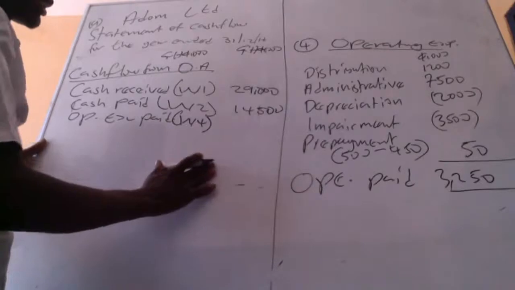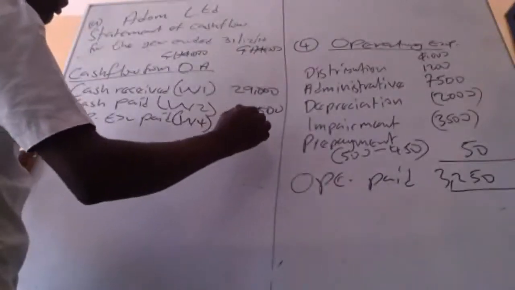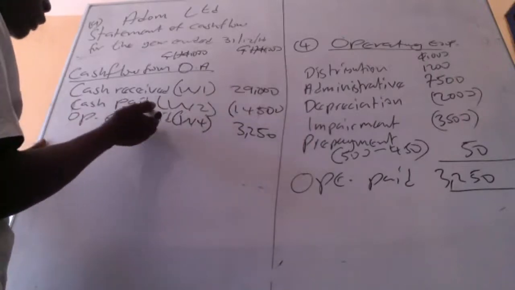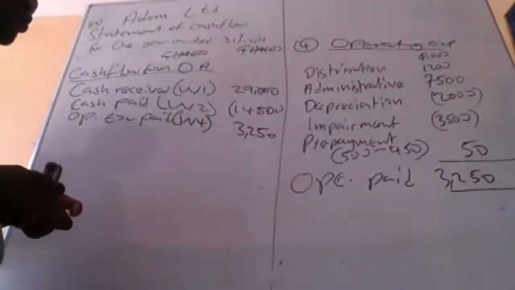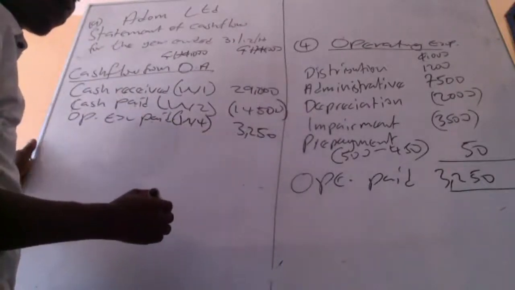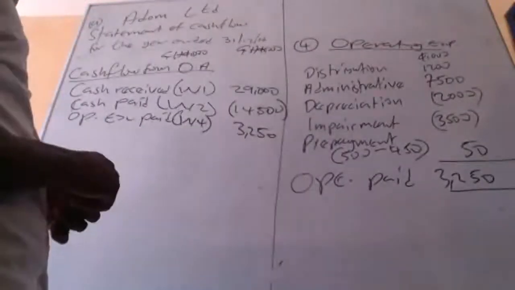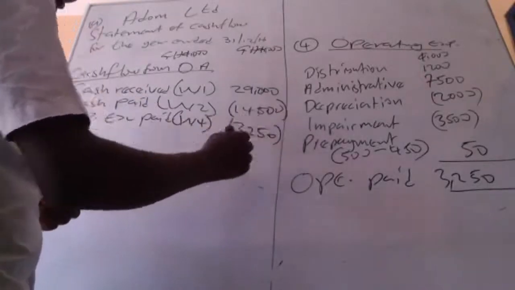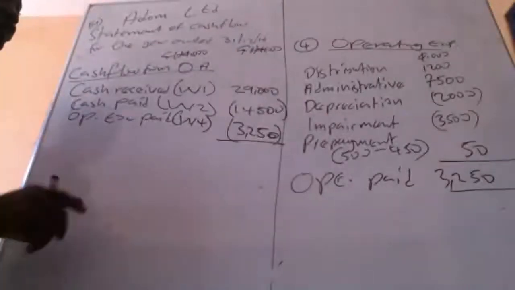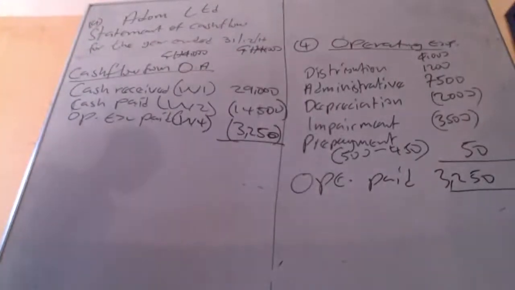So what do you get? We have 3,250. Good. Then you subtract this. All the paid should be subtracted. Outflow. All the paid should be subtracted, so put it in brackets. All the paid, put it in brackets. Nice one. So what's the answer? 1, 2, 3. The answer.